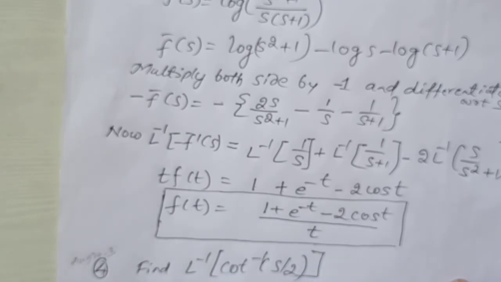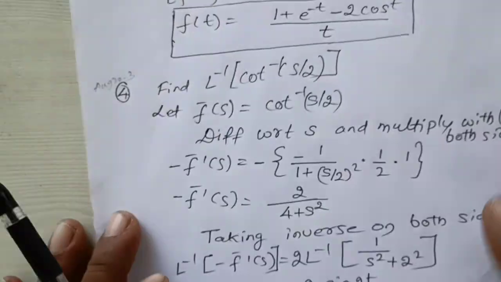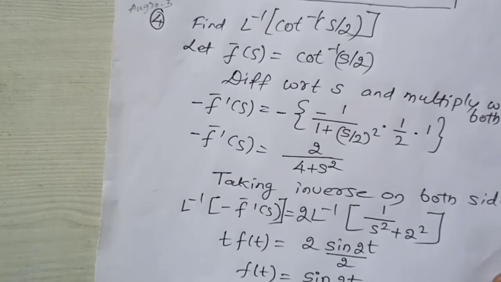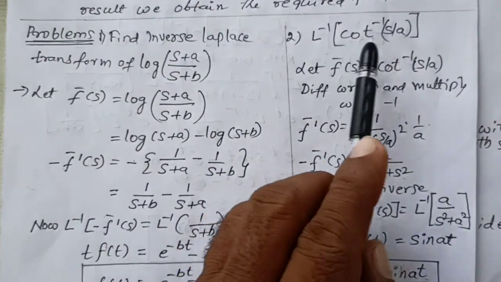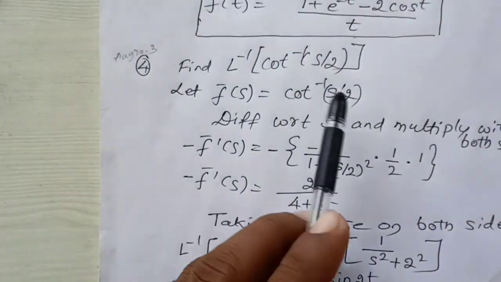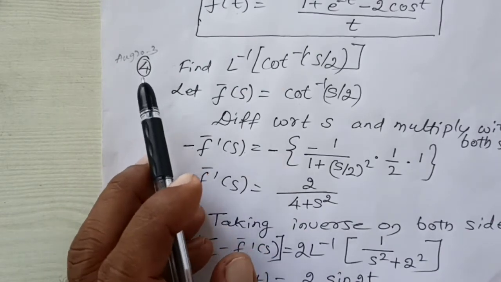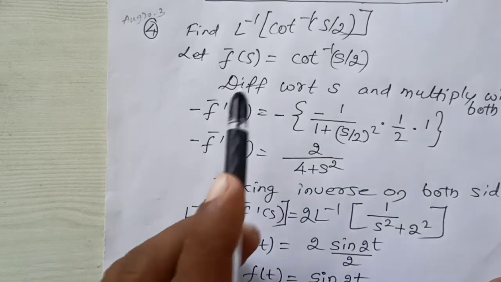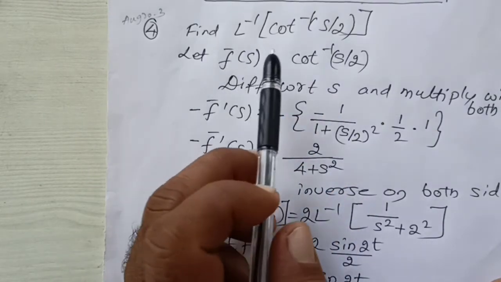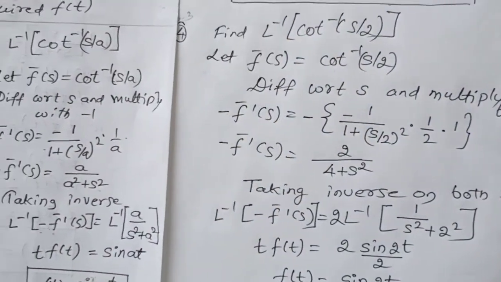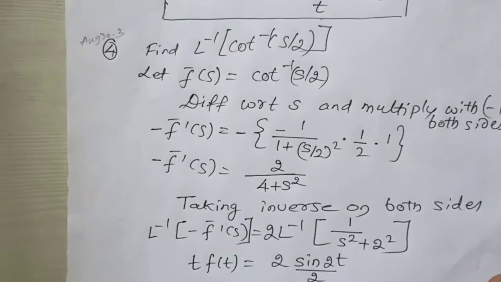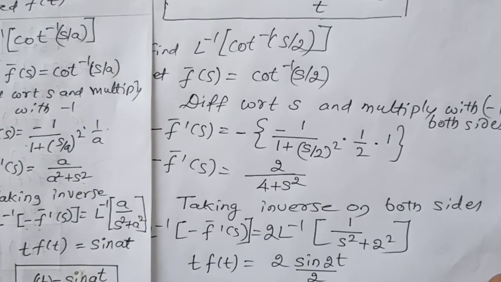And one more important problem of the same type, just like we saw. Find the Laplace inverse of cot inverse s by 2. Just like we saw, cot inverse s by a. Now they asked cot inverse s by 2 in August 2020 for only 3 marks. So let f bar s be equal to cot inverse s by 2.